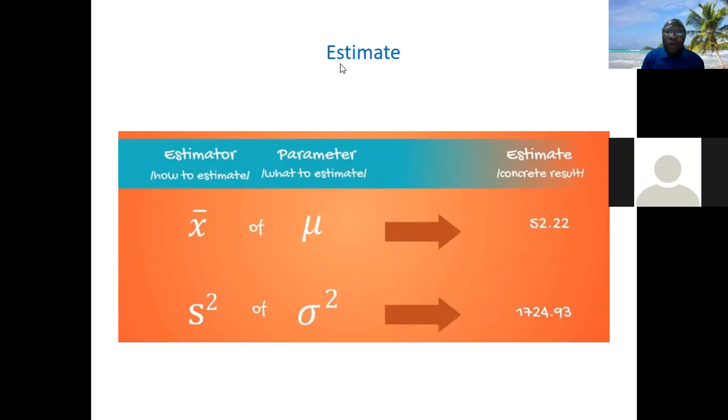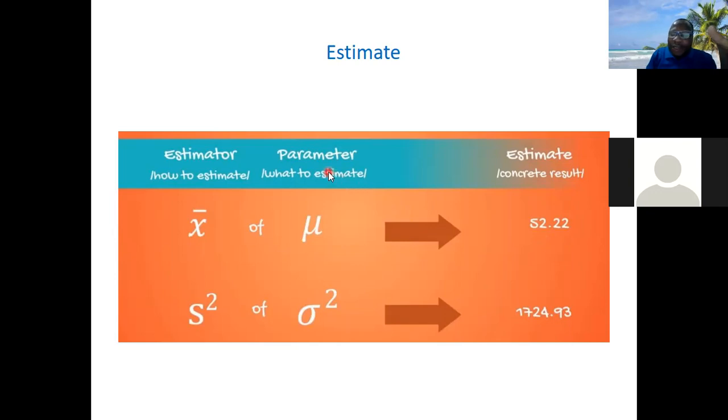What do you use to estimate? It is the statistic from the sample that serves as the estimator. And the parameter is what you want to estimate. The result you get is the value, the estimate. It's an estimate. You are not 100% sure that that is the same value in the population. It's an estimate of the population parameter.